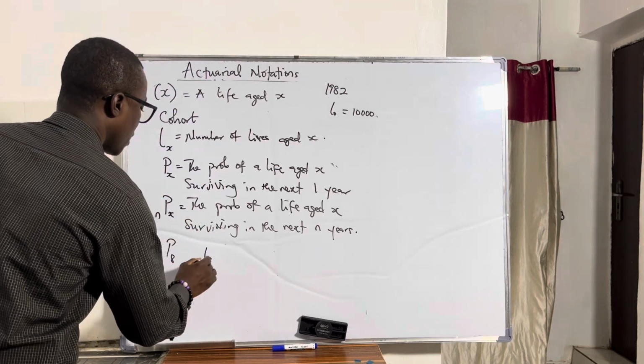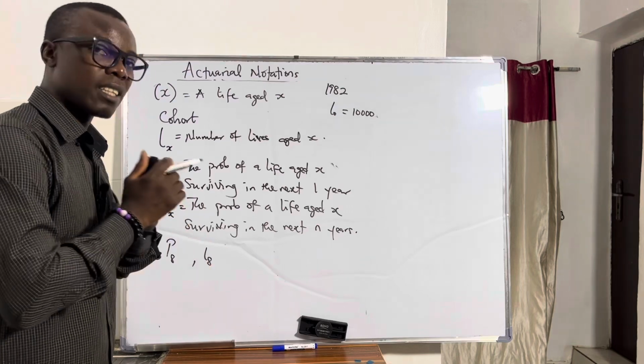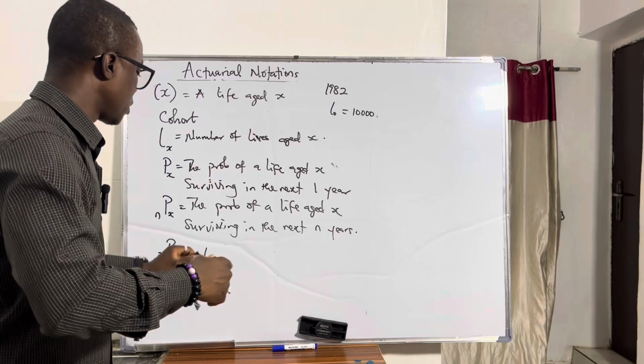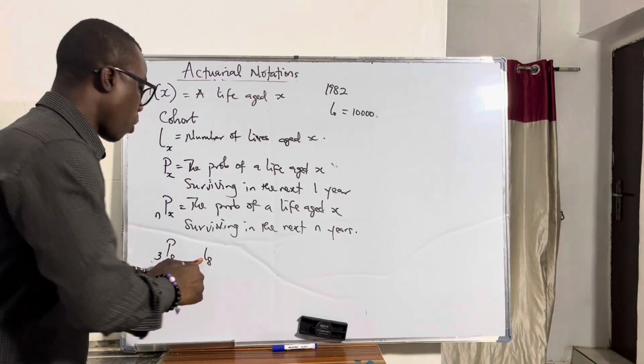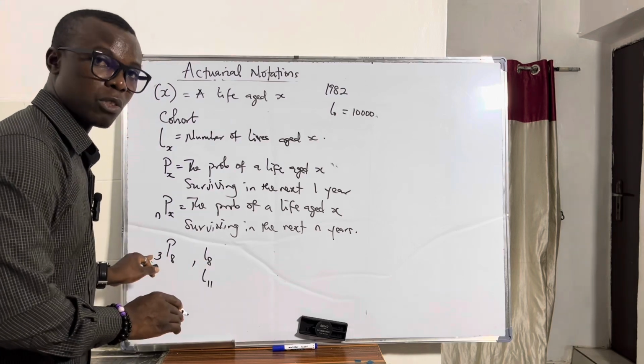That is talking about L8. How many lives do we have that are 8 years? And the next thing we are going to look at, how many lives in the next 3 years, which this L8 will become L11. That is 8 plus 3.